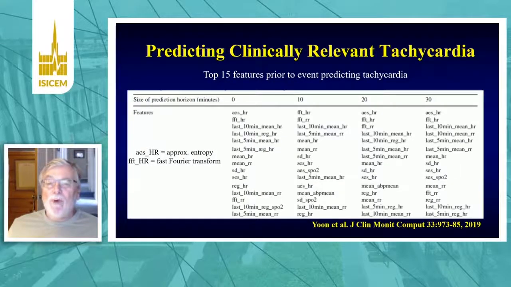Using our predictive model, we create features, and the features are made by the computer, not by us. And the two most important features that would predict the onset of tachycardia at 0, 10, 20, and 30 minutes before the event were primarily the entropy of the heart rate and the fast Fourier transform features of the heart rate signal itself. So these two things, which are readily available from the heart rate signal, were the most important things in this analysis.